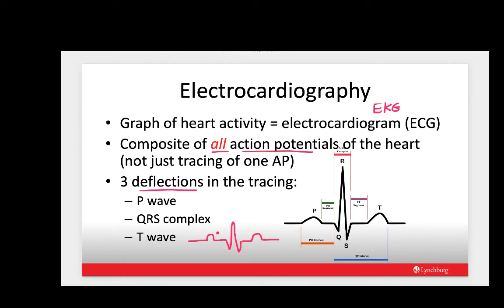This is basically where the line kind of changes. So what we see here is our first deflection is this one, this upward deflection. That's going to be the P wave. This area right here is our second deflection, and that's the QRS complex. And then our third one is this one right here, and that's going to be the T wave.